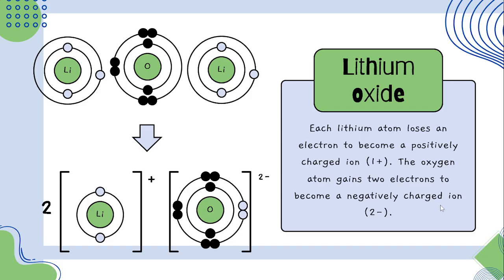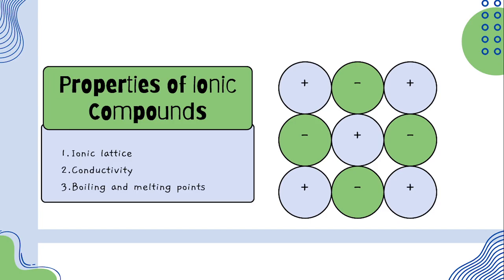Another example is lithium oxide. You have two atoms of lithium. One atom of lithium releases one electron, and the other one releases one electron. And oxygen gains both electrons in order to have a full outermost shell. So each lithium atom loses an electron to become a positively charged ion, and the oxygen gains two electrons to become a negatively charged ion. Now let's look at the properties of ionic compounds.